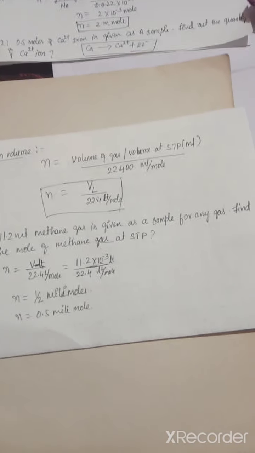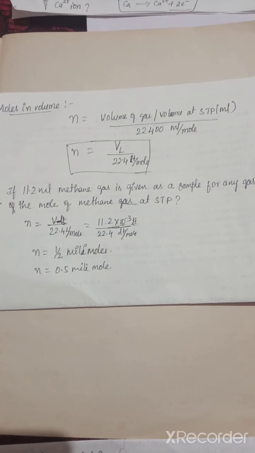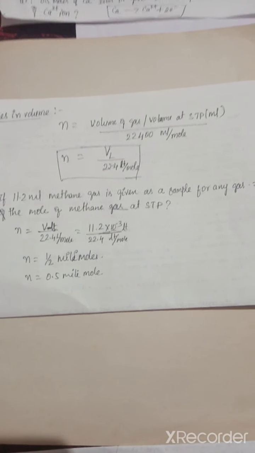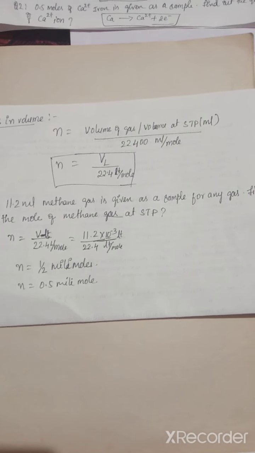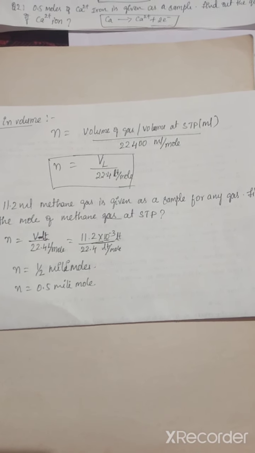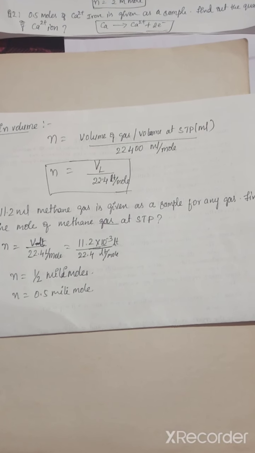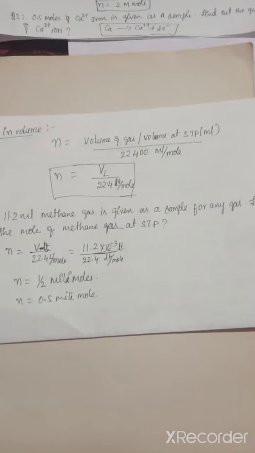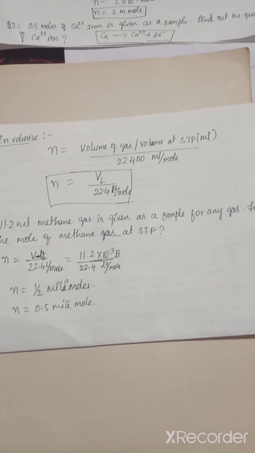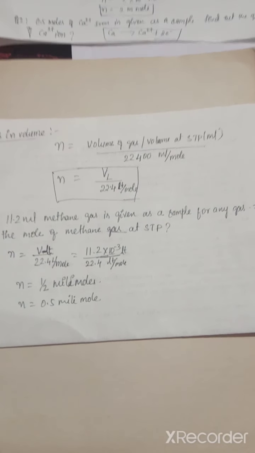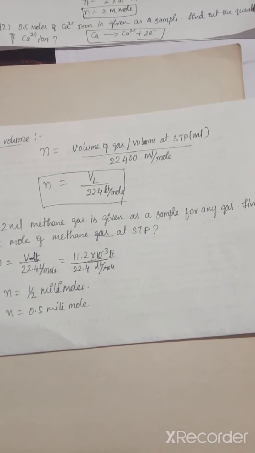Okay, here moles is equal to volume of gas by volume at STP. STP refers to standard temperature pressure. Volume of gas divided by 22,400. 22,400 is the standard unit of the volume, ml per mole. Then, this is in milliliters.